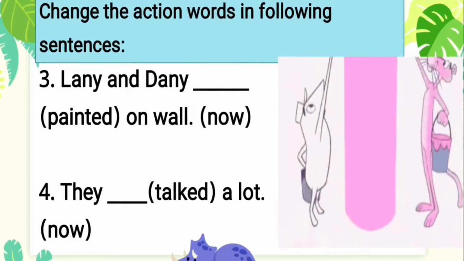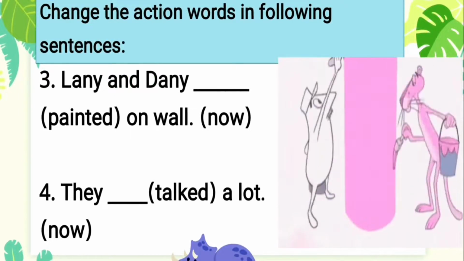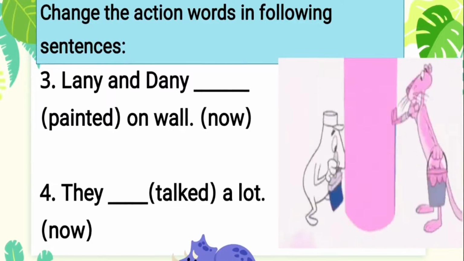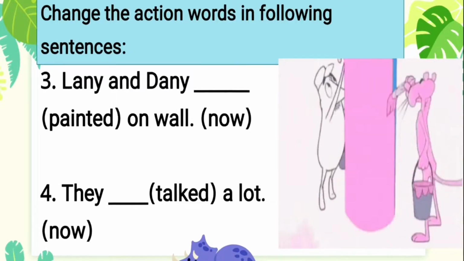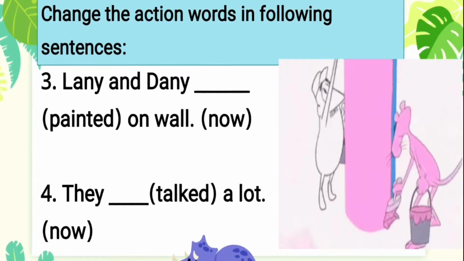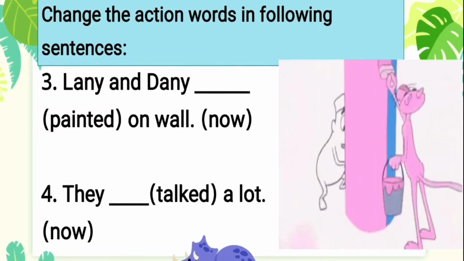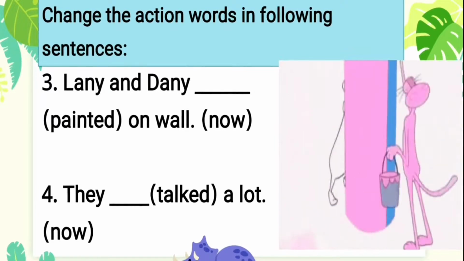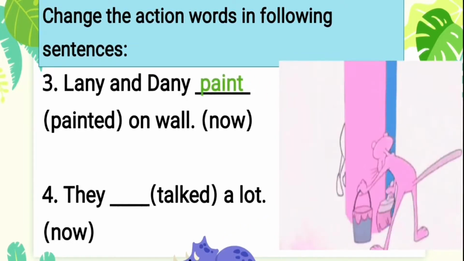Students, in this slide you can see that there is a different type of exercise you have to practice. What's that? Change the action words in the following sentences. You have to change the words from the then form to now form. So here you can see that two animals are painting, right? Say one is Lanny, another one is Danny. So Lanny and Danny painted on the wall. So what to do? To make it now, you have to cut ed at the end of the action word and write only paint, like this way.